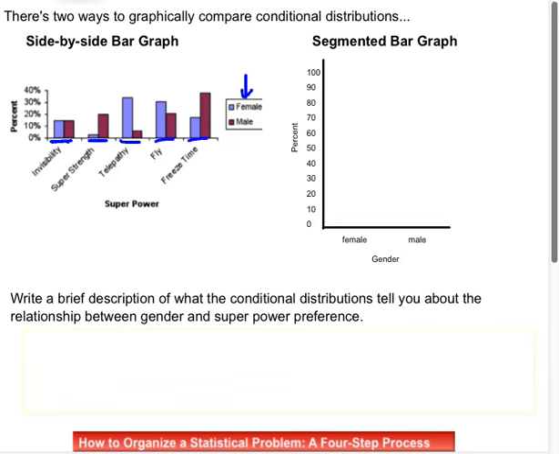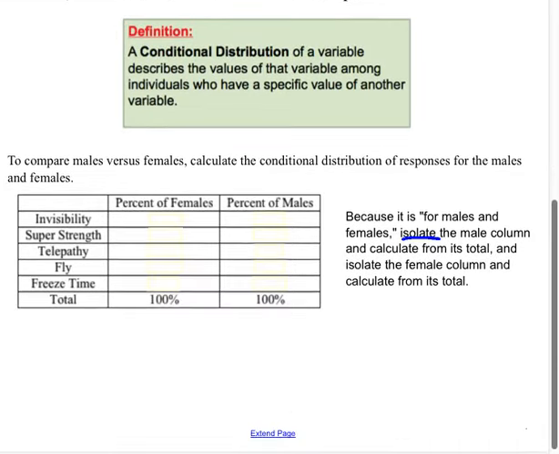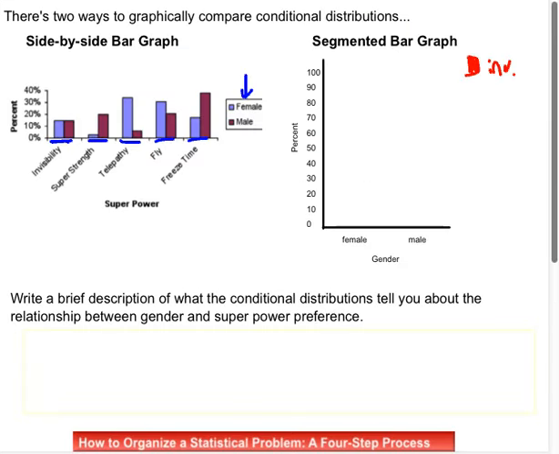So for a segmented bar graph, comparing males and females, I'm going to choose one of the superpowers. So here, let's start with invisibility. And I'm going to check the difference between males and females for invisibility. So I'm going to go back to my table, and I'm going to see both had 15%. So I'm going to come up 15% for both of them.